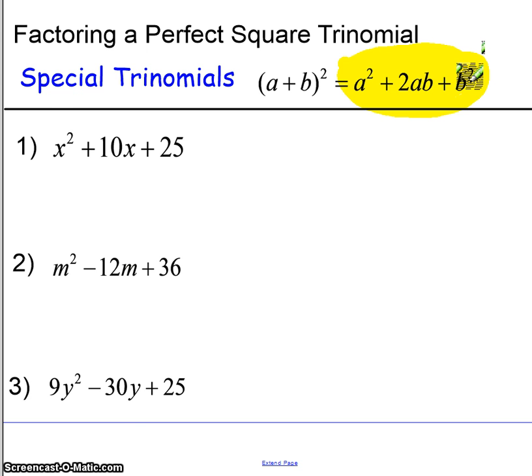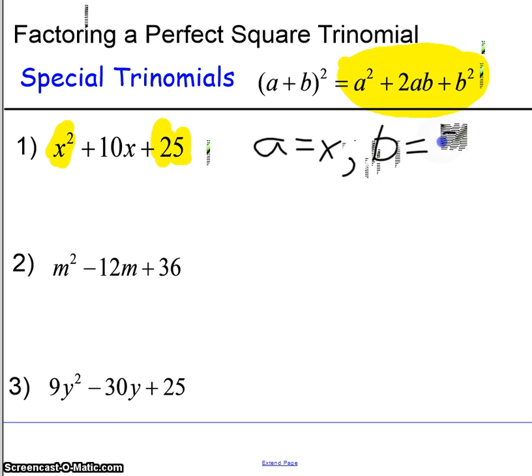That means that both the first term and the last term have to be perfect squares. So let's see, is x squared a perfect square? Well, yes, it is, and its square root is x. X times x is x squared. Is 25 a perfect square? Well, yes, it is, and its square root is 5. 5 times 5 is 25.